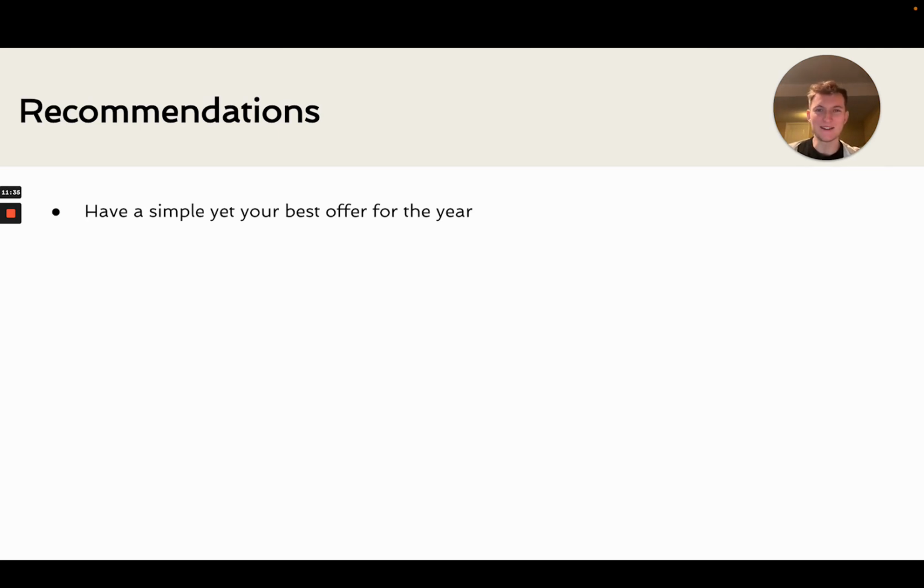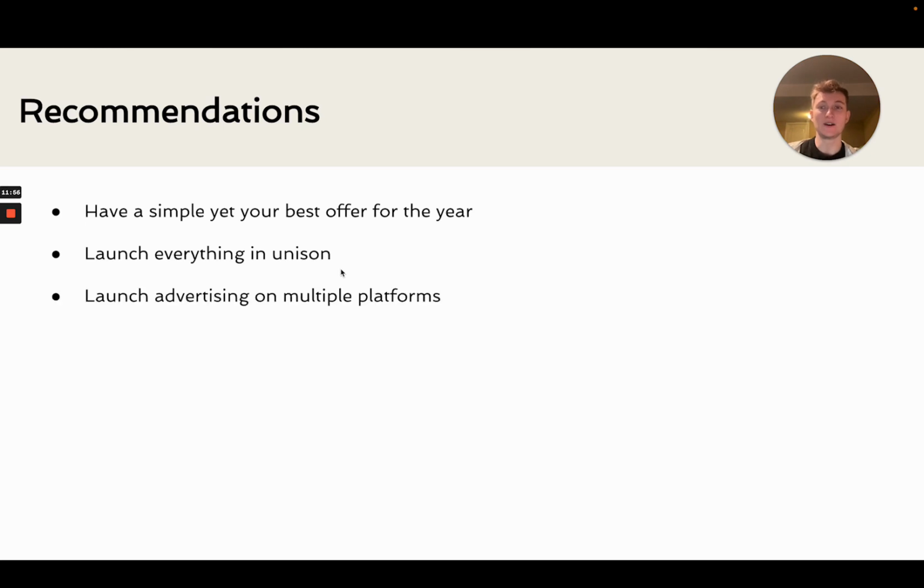Don't do these tiered options and all that kind of stuff. I would keep it really simple, really straightforward, and that's what we see works best, and that's how we got the results that we did. So just keep it really simple. Launch everything in unison: email, SMS, all the advertising, organic, influencer marketing, all that sort of stuff. Launch it all in one go. Keep it all in unison, and you'll see a lot of success.